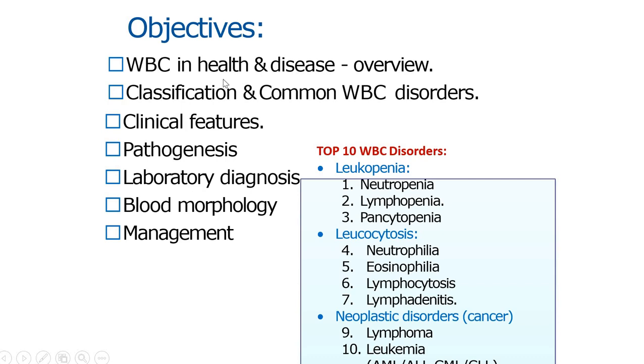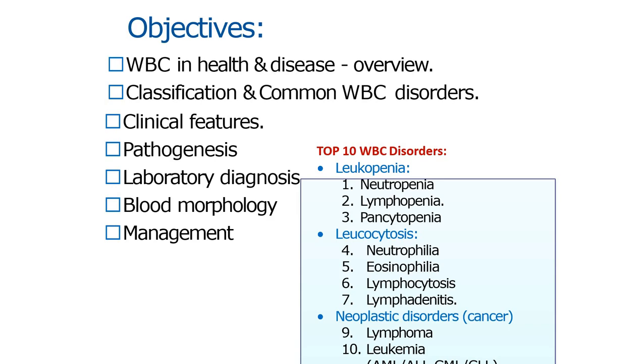First, I'll be telling you about WBC in health and disease, wherein I will be discussing what a normal WBC is, that is, what is the normal functioning of a WBC, what are the different types of WBC, and in a healthy individual, how does this WBC function, and if a person gets disease, how does this WBC get affected, and as a result, what happens to the morphology and function of WBC.